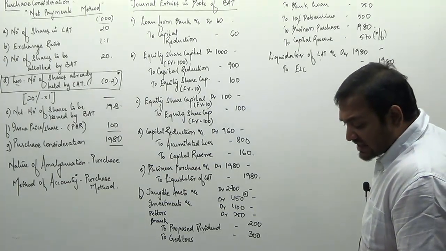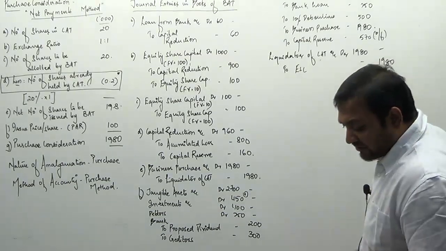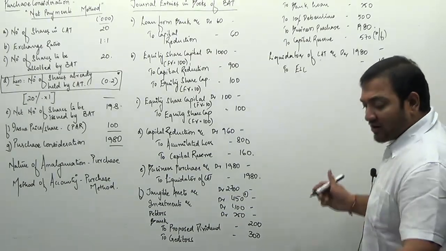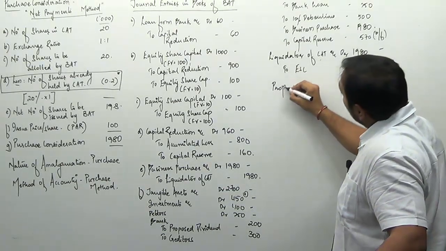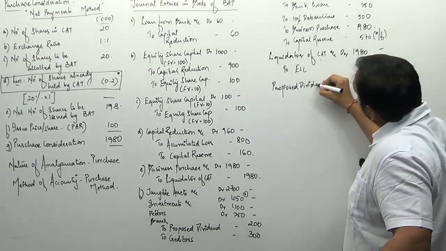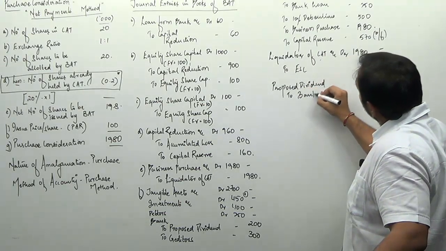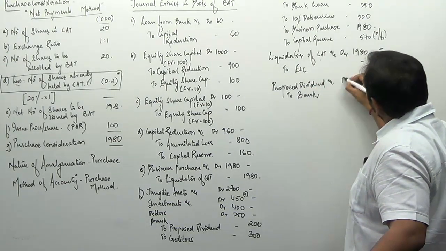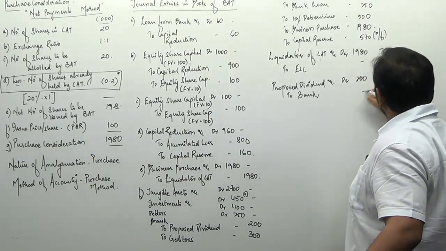There are a few other transactions as well. Read point number 4 and 5. 4, proposed dividend will be paid after merger. I have taken over proposed dividend. Now discharge that. Proposed dividend to bank, 200.